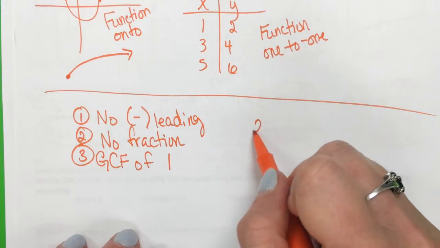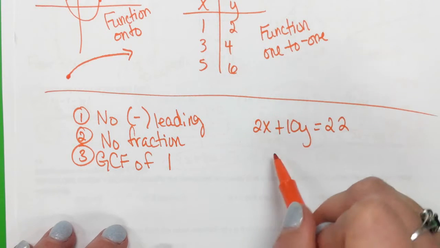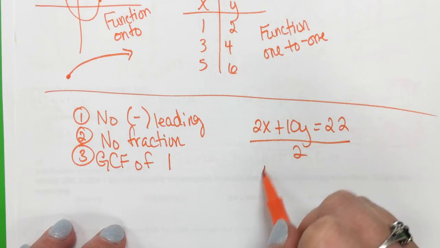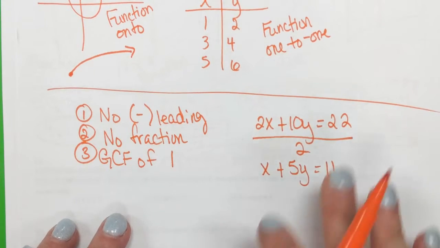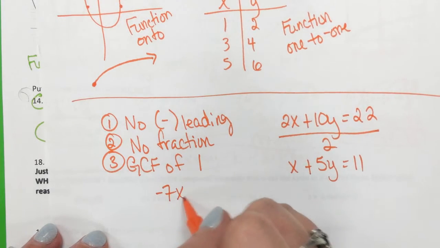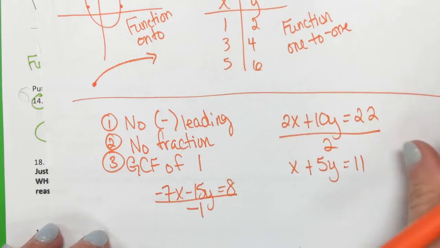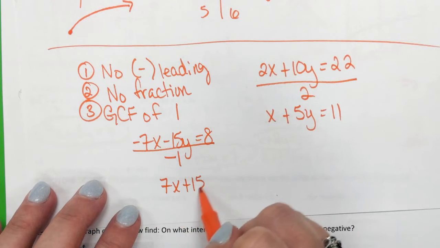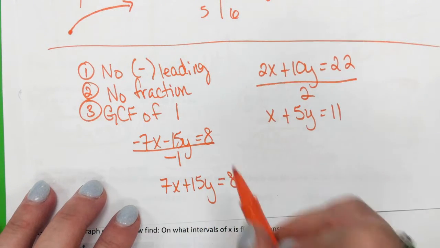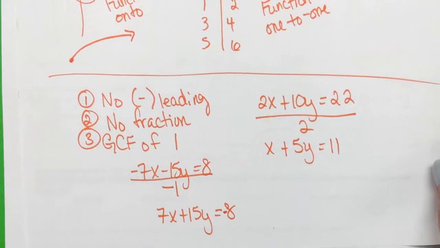All right, so what if I gave you this one? What about that? Divide by 2. So it would be x plus 5y. There you go. All right, what if I gave you this? That's wrong. That's okay. You can just fix it. Divide by -1. Oh, negative 8. There we go. All right. Last one. You ready?